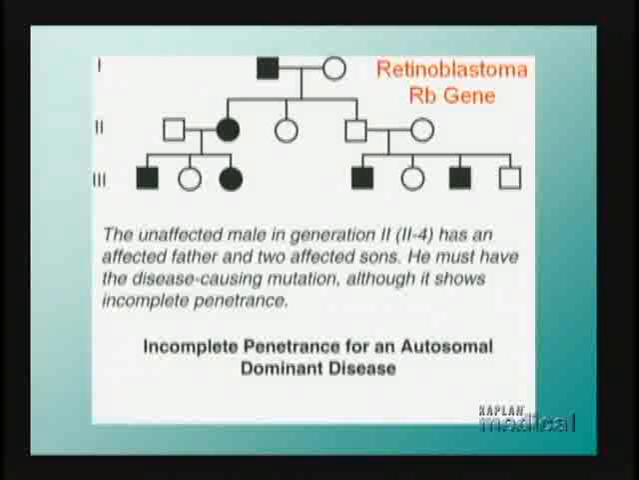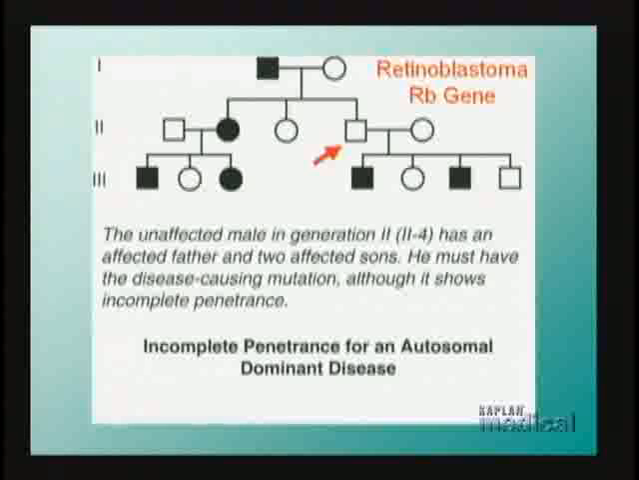The inherited form of retinoblastoma is caused by mutations in a tumor suppressor gene called the RB gene. Now, the inherited form of retinoblastoma is inherited in an autosomal dominant fashion. And that's a fact. But if you look at this pedigree, you will notice something unusual in that the male that the arrow is pointing to has been skipped.